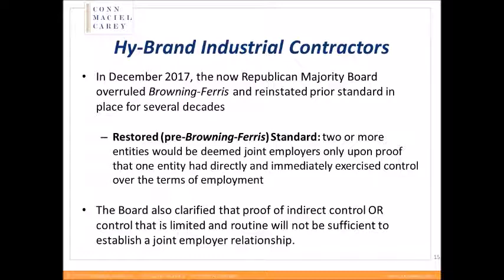And what High Brand did was it restored the joint employment standard to what I've put here as the pre-Browning-Ferris standard. So under High Brand, two or more entities would be deemed a joint employer only upon proof that one entity had direct and immediate exercise of control over the terms and conditions of employment. The board in that case clarified that proof of indirect control, or control that is limited and routine, was not sufficient to establish a joint employer relationship.